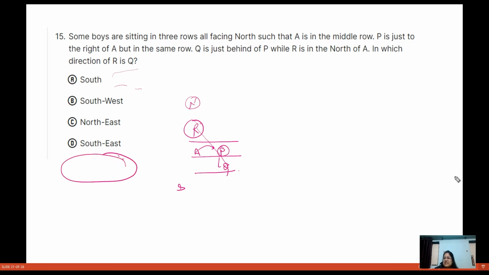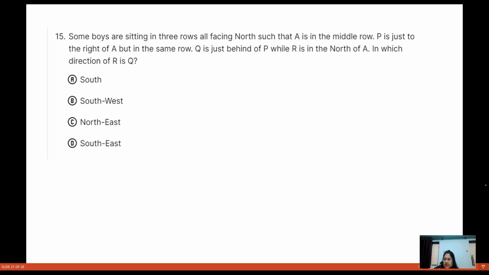This is the simplest kind of sitting arrangement question we are having here. Definitely, the direction sense test will give us benefit in sitting arrangement type of questions. So we get that Q is in the southeast of R.